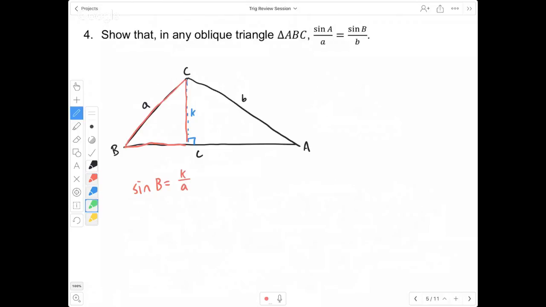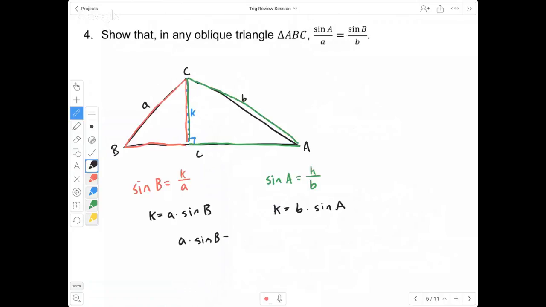And over here in this green triangle, the sine of angle A equals the opposite side K over the hypotenuse B. Solving both of these for K, I get K equals A sine B and K equals B sine A. That means that by the transitive property, A sine B equals B sine A.